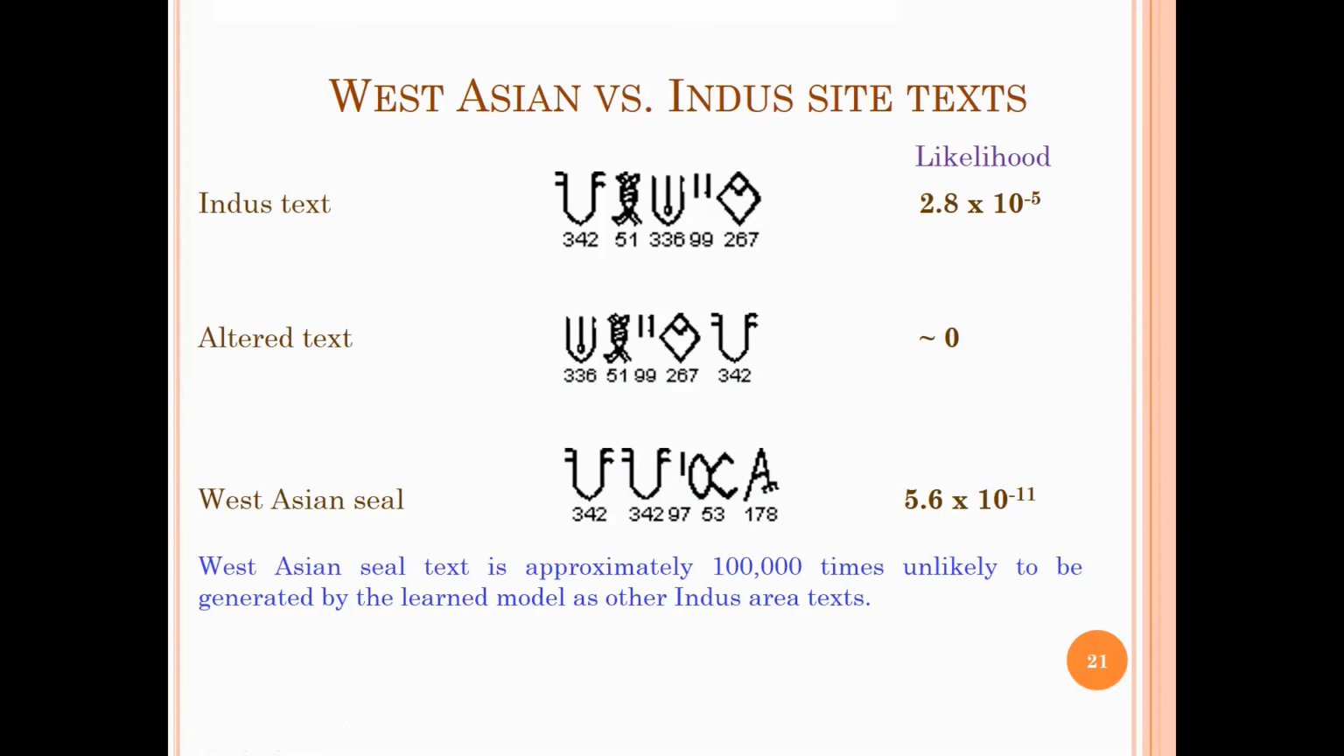So the likelihood of it is very low. That means the grammar of it seems to be different. And why this could be, we propose, and it was also proposed by some of the earlier scholars, that there are sequences on the seals which were found in the West Asian sites, which are different from what we expect from the Indus seals. And this could be due to the use of Indus script to write West Asian content.